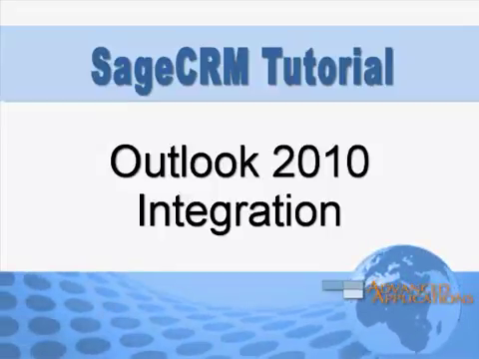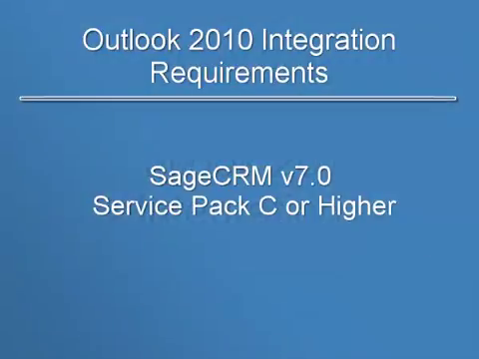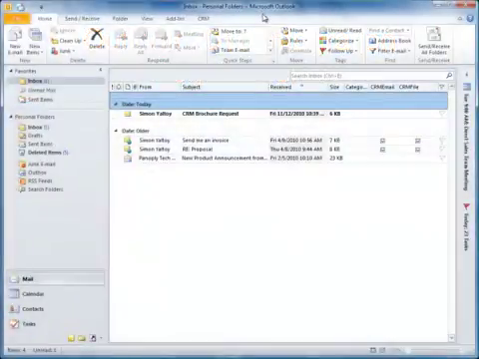Note that in order to integrate with Outlook 2010, you'll need to be on Sage CRM version 7 with patch C or higher installed. So now let's jump in and take a look.